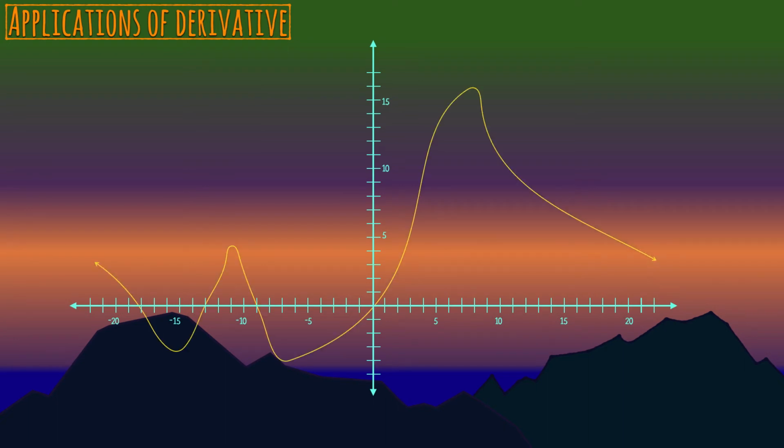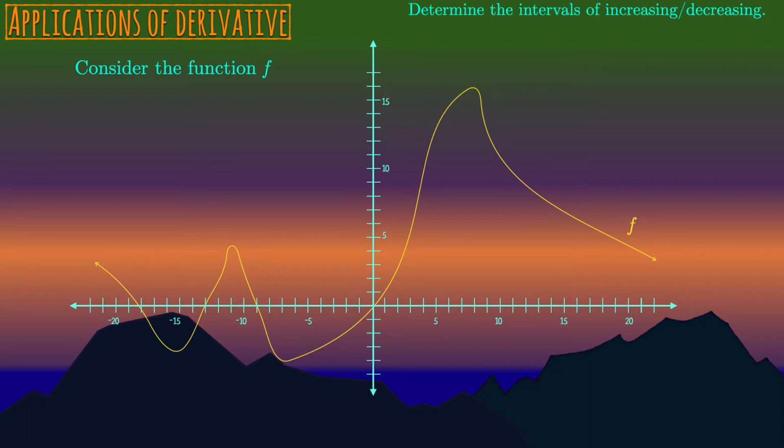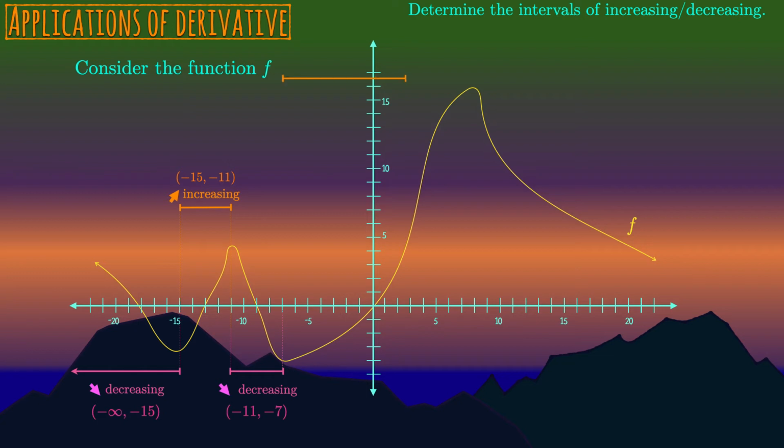Alright, so graphically, we can figure out what's happening here. If we were to ride our bike left to right, from negative infinity all the way up to negative 15, we'd be going downhill. And that means that we would be decreasing. But then we'd be going uphill until we got to negative 11. But then downhill again until we got to negative 7. Now we're going to be going uphill for a while till we get to 8. Downhill forever.